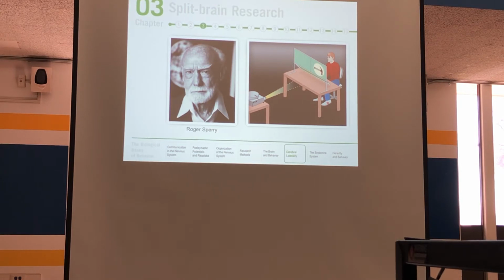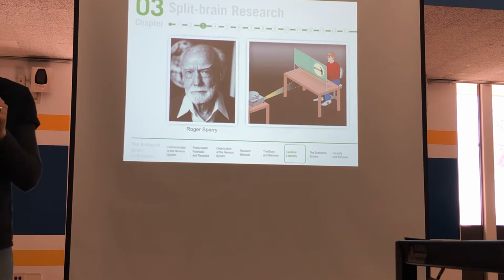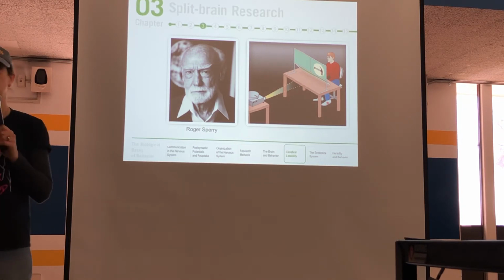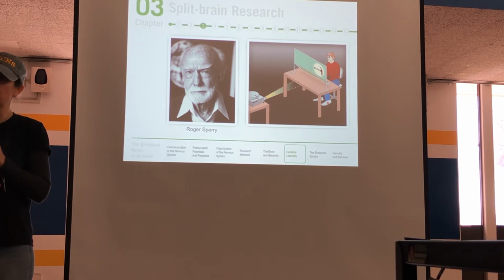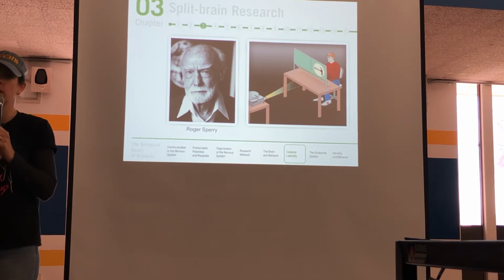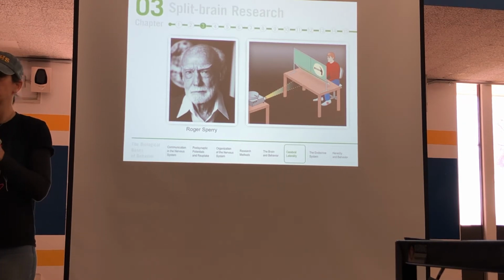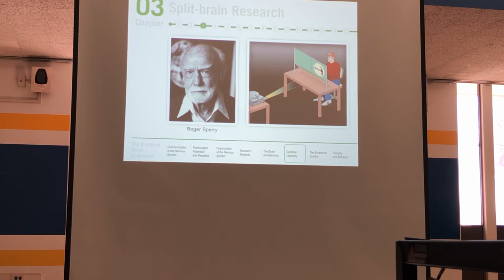Okay. Roger Sperry. He did split brain research. Who's the other main guy that we saw in the video? Michael Gazzaniga. His name could be on the AP test. He's that important. So remember, he's a professor at UC Santa Barbara. I think he still is. I have to check. But so, split brain research.